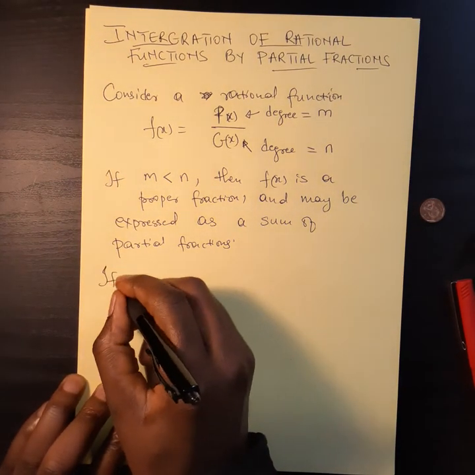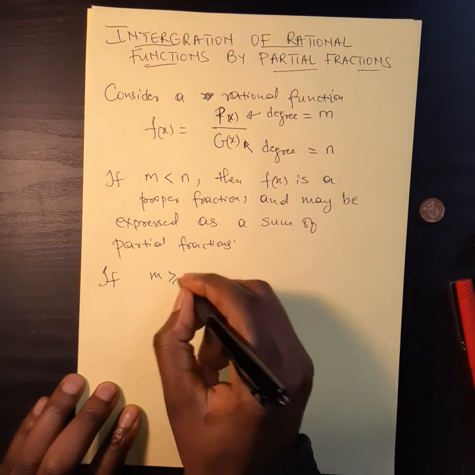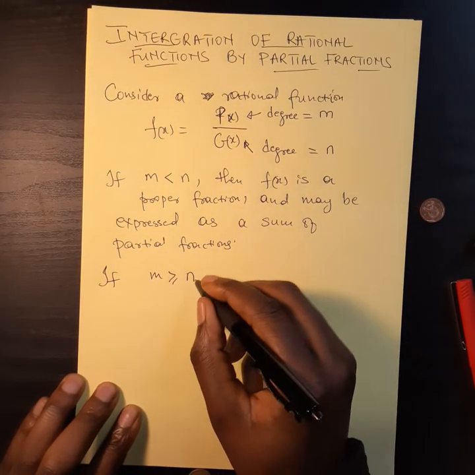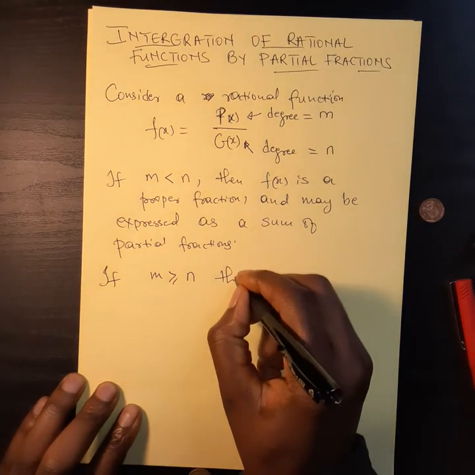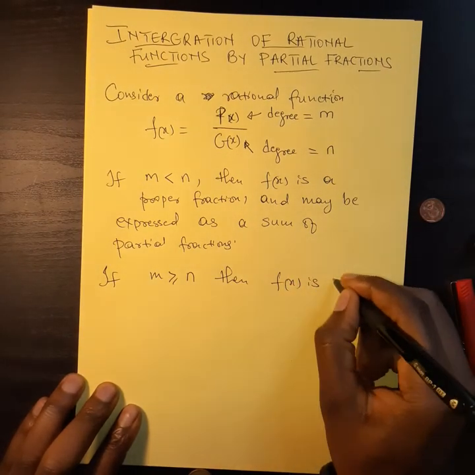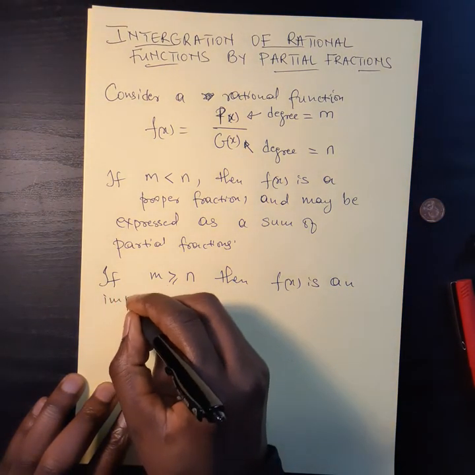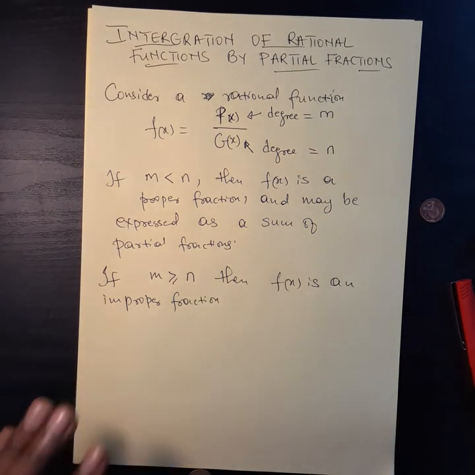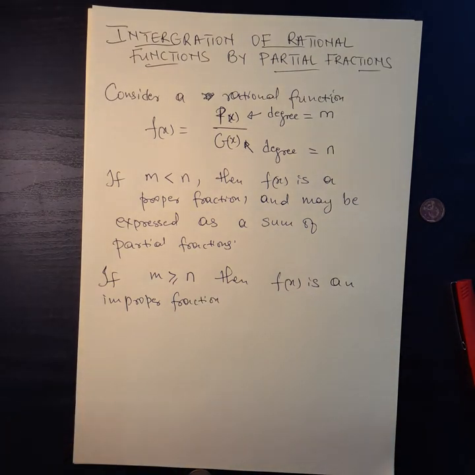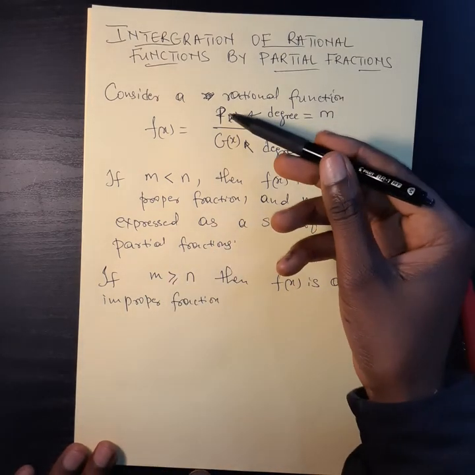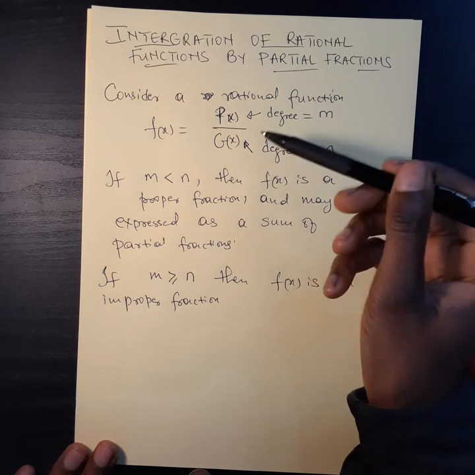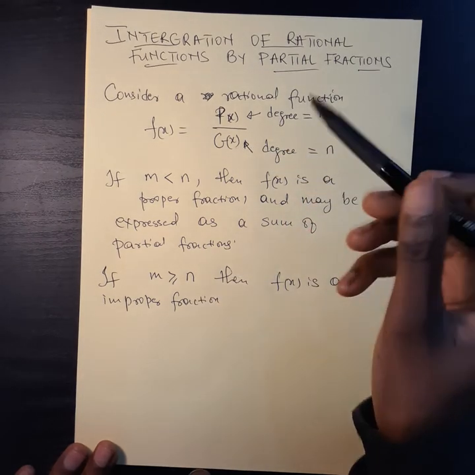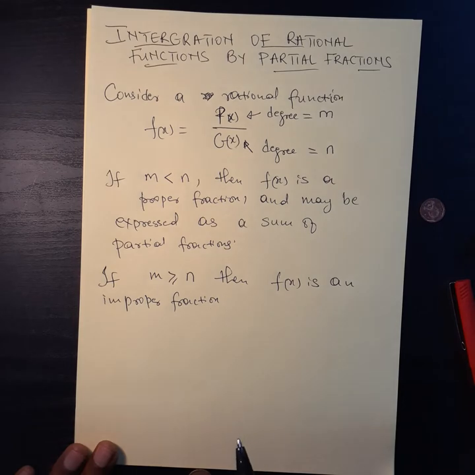Then it may also happen that m is greater than or equal to n. So if m is greater than or equal to n, then f of x is improper. It's just like a fraction where the numerator is the bigger number, and then we speak of an improper fraction. Similarly, if the degree of the numerator is greater, or sometimes equal to the degree of the denominator, then we speak of an improper fraction.